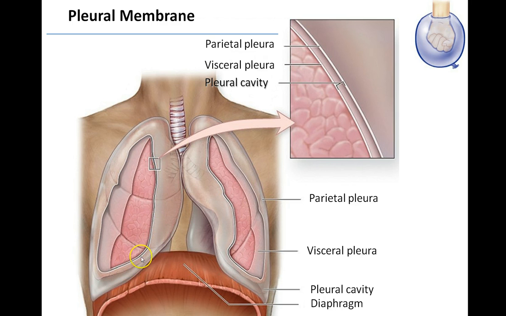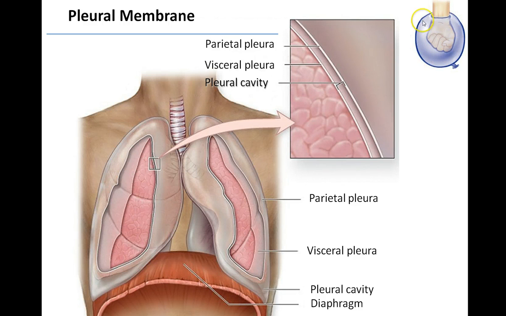So the key thing is to remember that these two layers, the parietal and visceral pleural layers, are actually continuous with one another. They help to anchor the lung to the surrounding structures. Notice how between the visceral and the parietal layers there's a cavity. This cavity contains fluid in it, pleural fluid. That acts like a lubricating material that reduces friction during breathing.